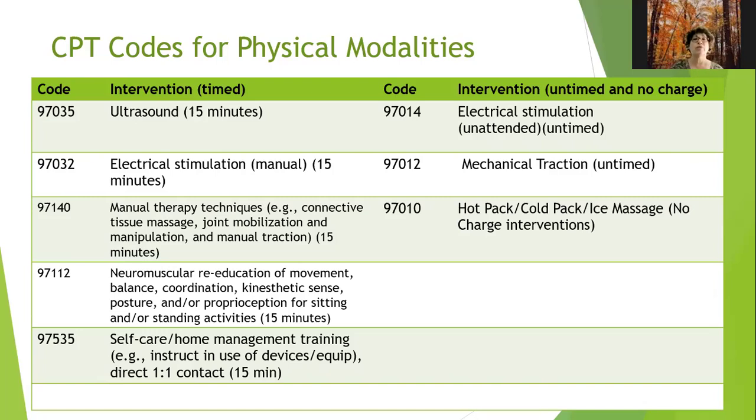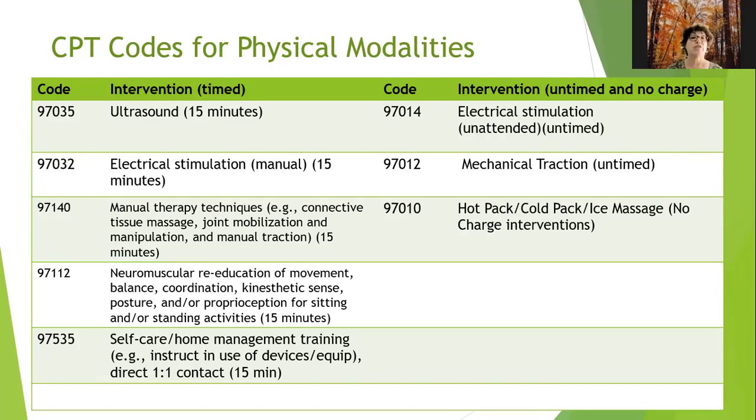So the ones that we'll mostly use in this class are ultrasound 97014, manual electrical stim, and we'll talk about the difference between manual and untimed electrical stim, unattended. Manual therapy techniques, so that includes soft tissue mobilization and myofascial release. There is a CPT code for massage, and we are not going to use that because most insurance companies do not reimburse for that.